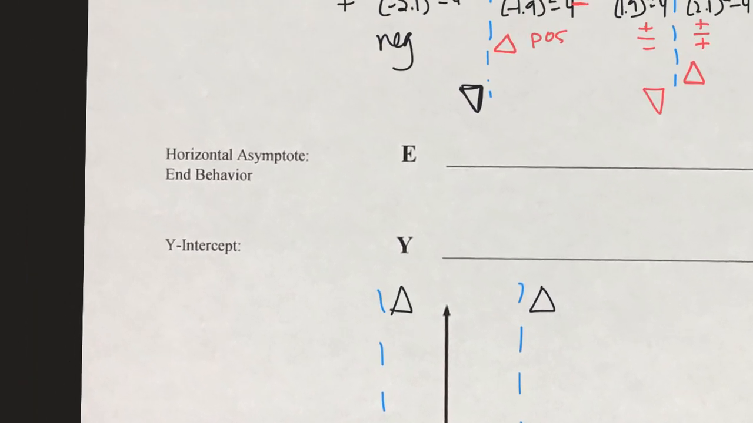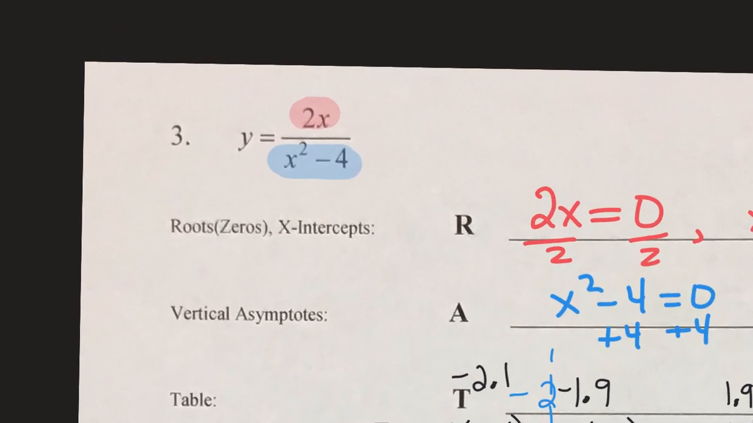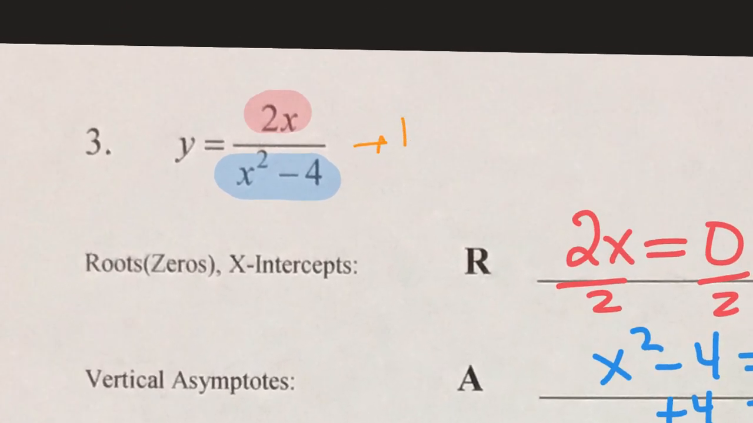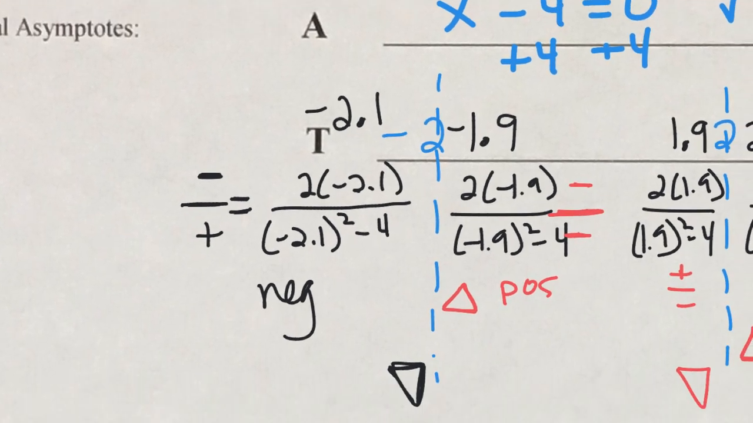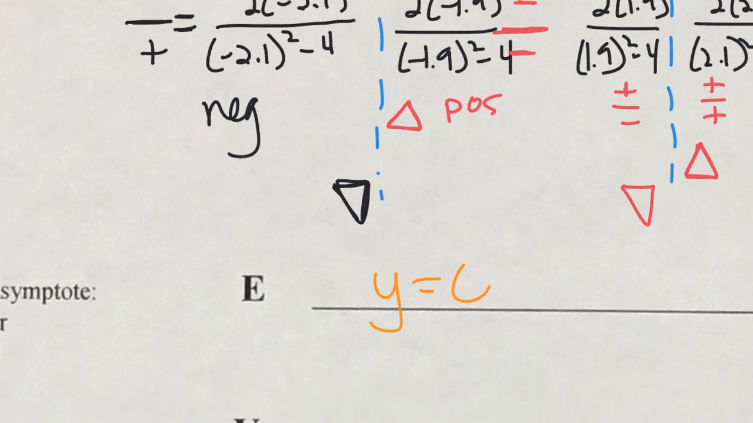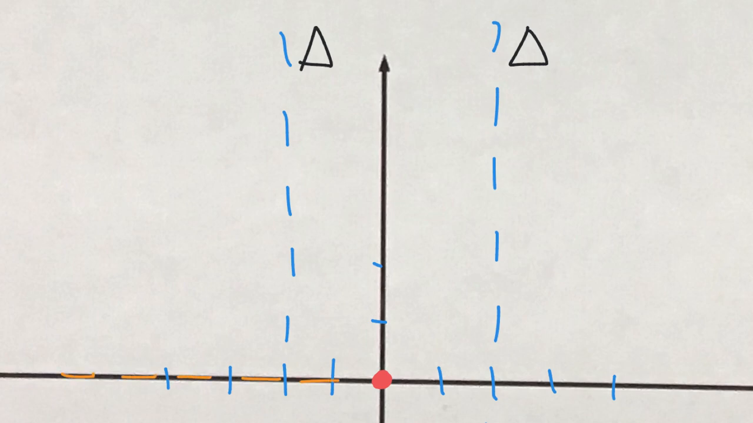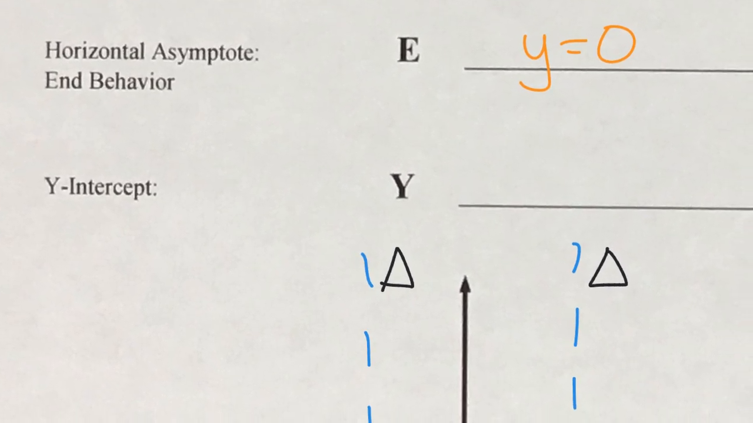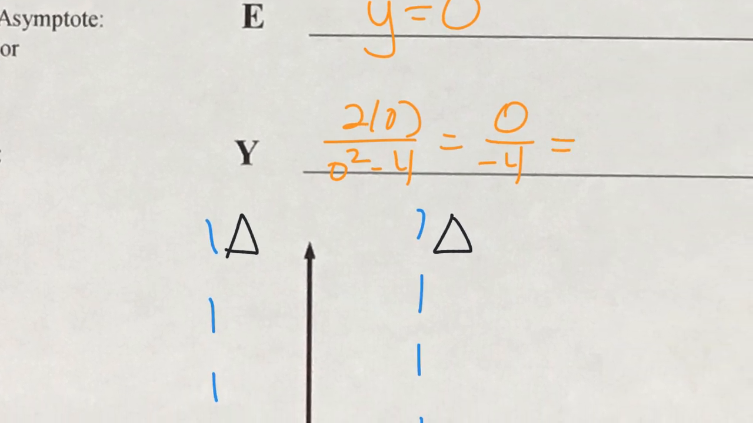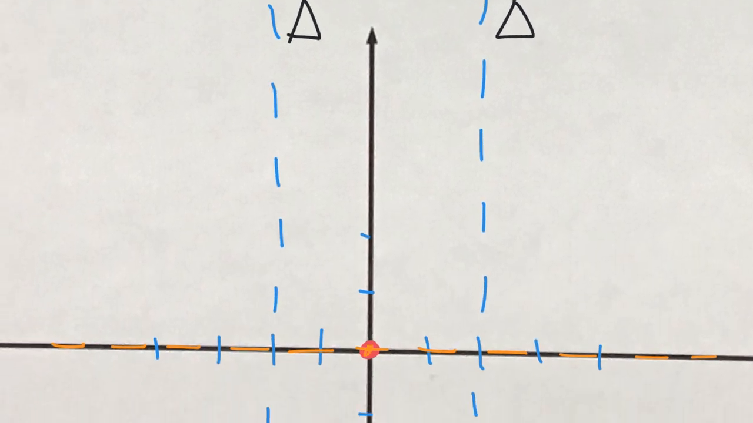Okay, end behavior. Let's look at the end behavior. So is this equation top heavy or bottom heavy? This is a bottom heavy graph. We have x squared on the bottom and we have an x on top. So it's bottom heavy, which means we automatically have a y equals 0 horizontal asymptote. So right here through your x-axis, we have your horizontal asymptote. And then lastly, your y-intercept: 2 times 0 over 0 squared minus 4 is 0 over negative 4, which is 0. So naturally it crosses here already.